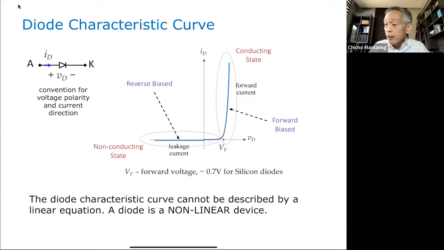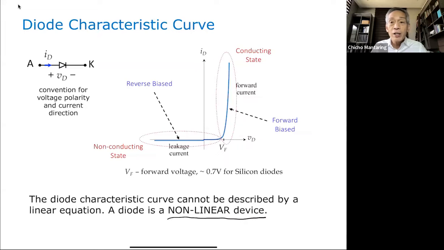If you take a look at this characteristic curve, it cannot be described by a linear equation. When we say linear equation, we mean either a straight line equation or a linear differential equation. Thus, we call a diode a nonlinear device. A circuit that contains a diode is a nonlinear circuit.